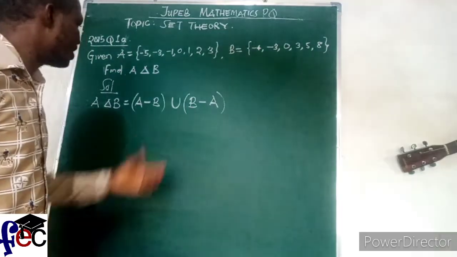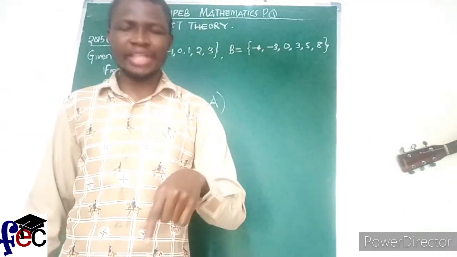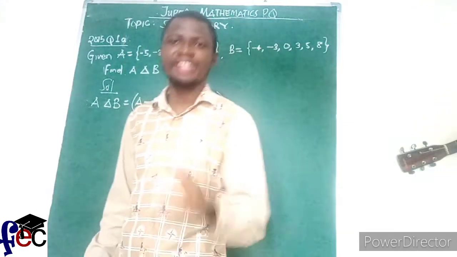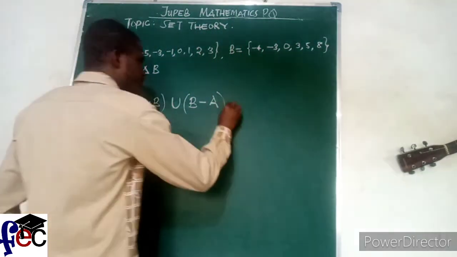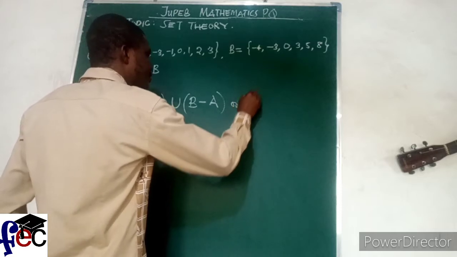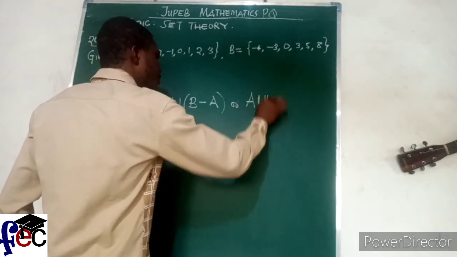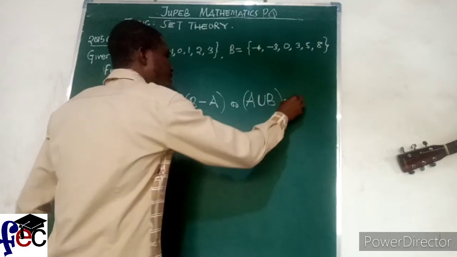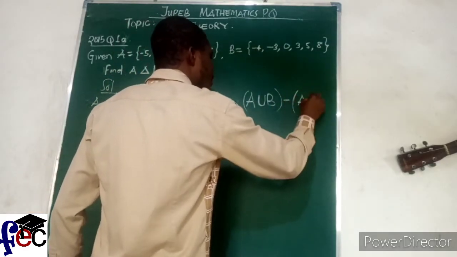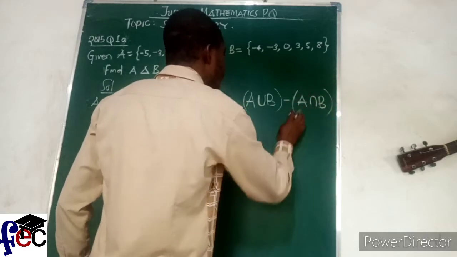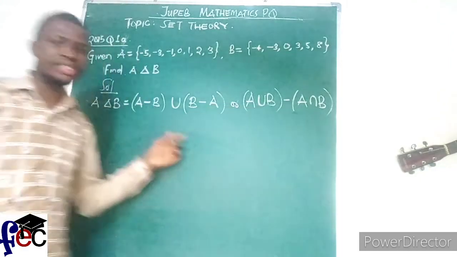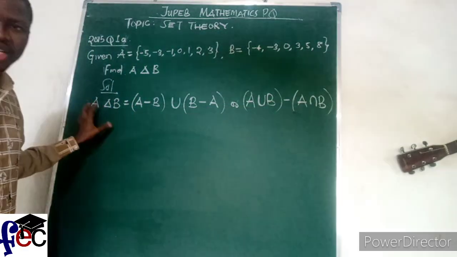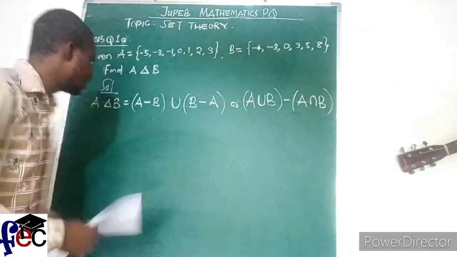Now you could also see it as the relative complement of the intersection of the two sets with respect to the union of the two sets. Either of these two will give us the symmetric difference of set A and set B. Do you get it?